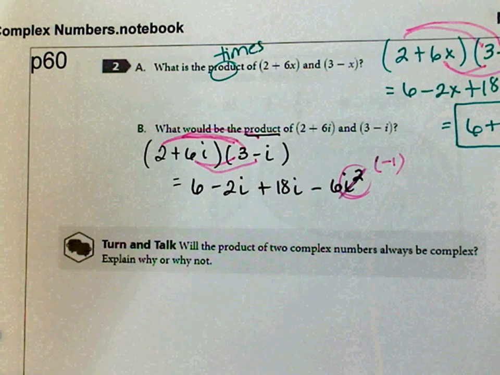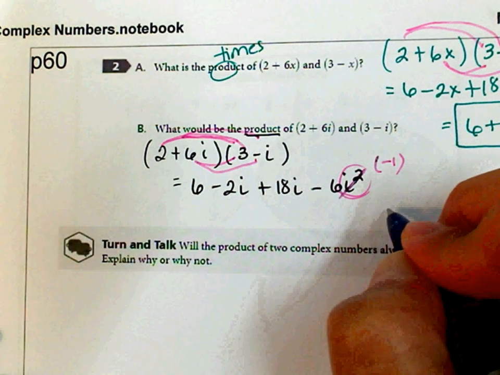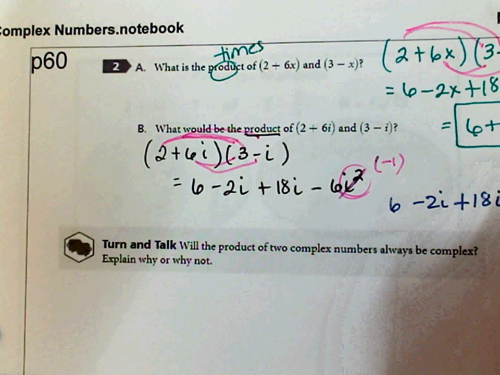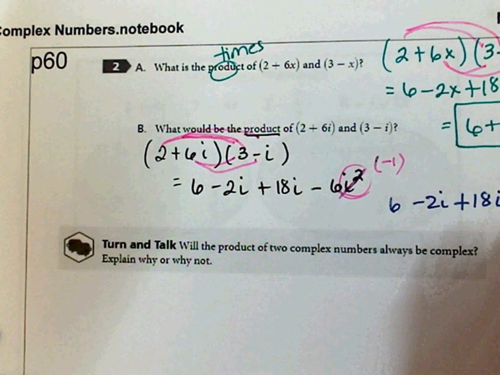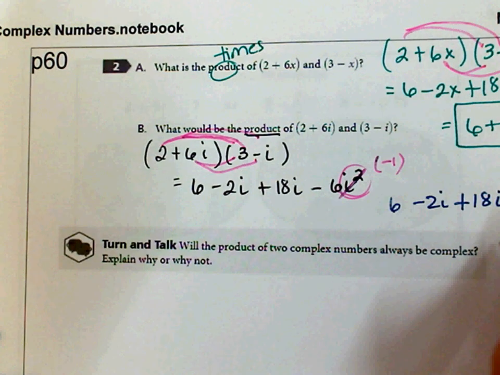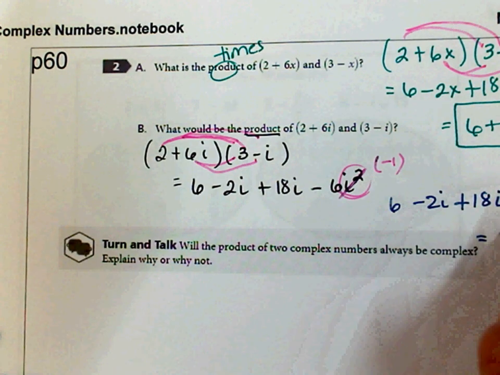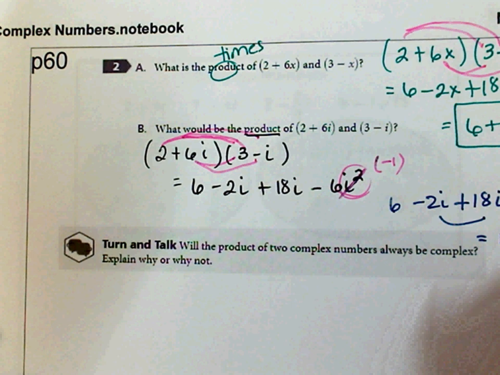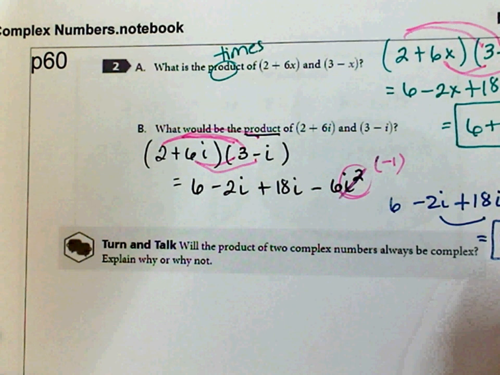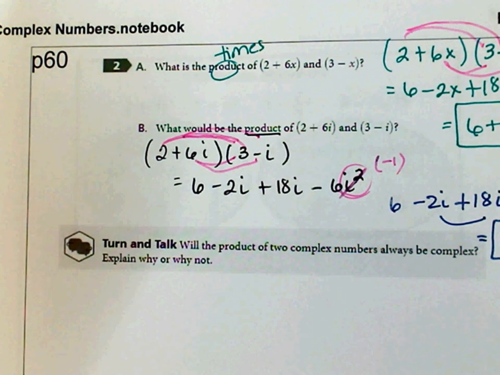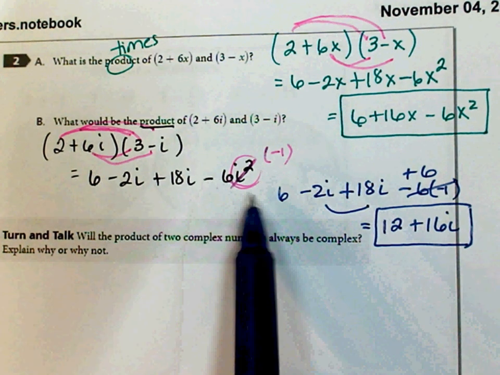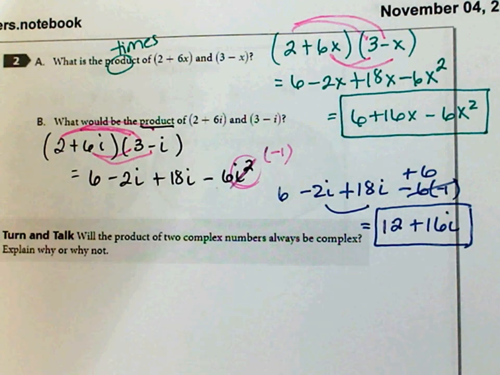So basically, you have 6 minus 2i plus 18i minus 6 times negative 1, which comes out to be positive 6. So to simplify, 6 plus 6 is 12. Negative 2i plus 18i comes out to be 16i. Okay? And there you have that. Oops, so sorry. So negative 6i squared is the same as positive 6. It's basically always the opposite.